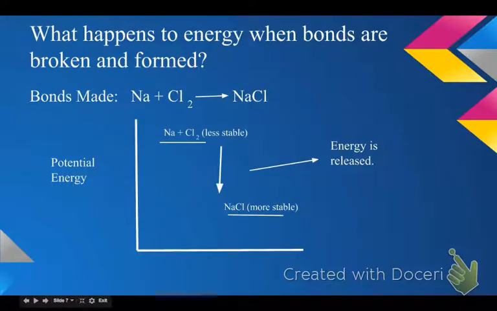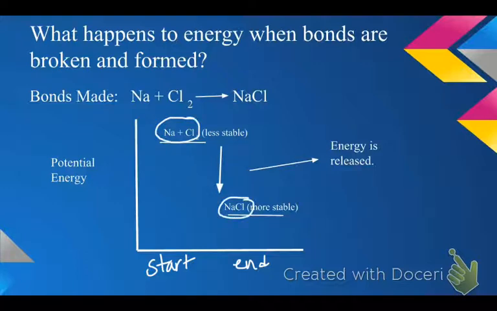Here's an example of a bond being made, and this is the example that I showed you in the last slide. So when sodium and chlorine bond together, what I have here is a potential energy diagram, and this is called a reaction coordinate because from left to right, it's the start of the reaction, so these are your reactants, to the end of the reaction. And so sodium and chlorine, if you were to add up their energies together, you would have a higher energy than sodium and chlorine when they're bonded together.